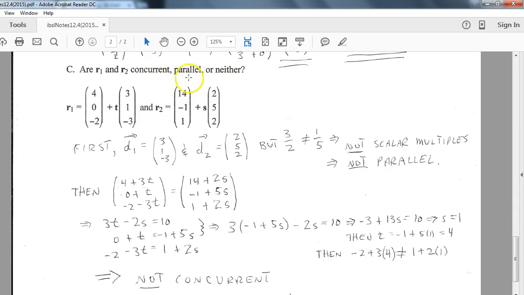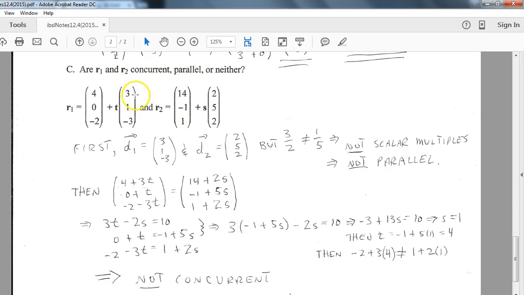So for this last one, we're looking to see if these are concurrent, meaning do they intersect? Do they have a common point? Are they parallel, or are neither of those true? Let me start with the parallel. This is the same idea that we did in an earlier lesson this chapter. If they're parallel, then this would be a scalar multiple of this. And notice I'm using the direction vectors for this, not the position vectors. Right? I'm looking at the direction to determine if they're parallel.